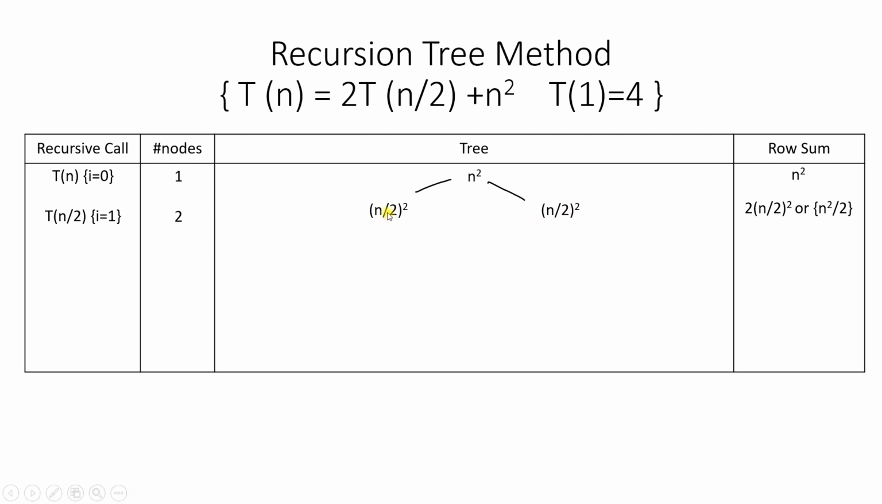Now we replace this n upon 2 with n upon 4, right? Because that is the next iteration, the next recursion. So for the next recursion we replace this n with n upon 4. We get 4 nodes, that is each node has got 2 further subnodes, and we get this tree form: n upon 4 whole square, n upon 4 whole square, and so on, 4 times. So we can just sum up the row as 4 times n upon 4 square, or n square upon 4, right?